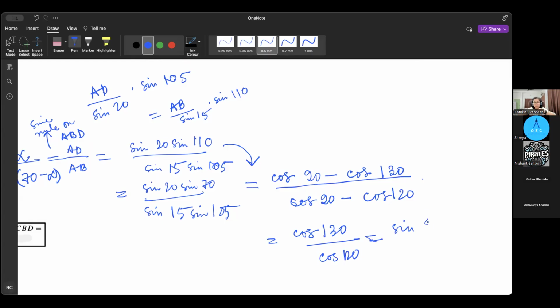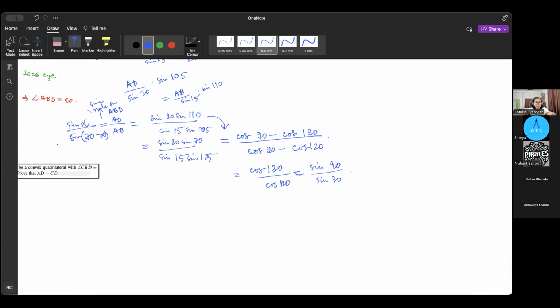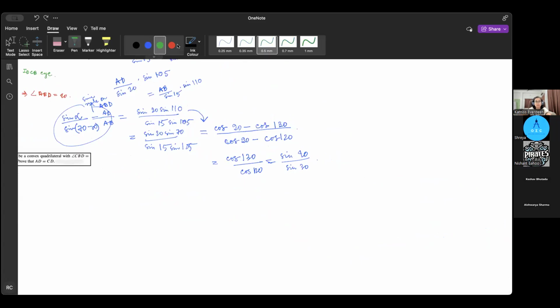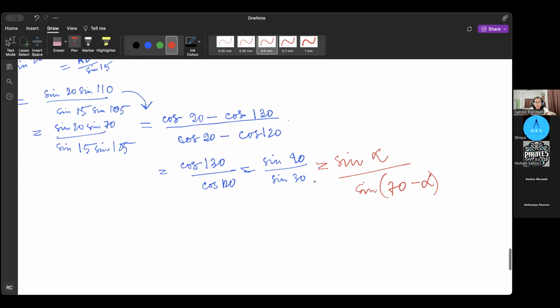Sine of 40, right? Yes, it's sine 40. And this is sine 30. Okay, fine, fair. And what did we have in the beginning? We had that this is equal to, let me change the color, sine alpha by sine 70 minus alpha. So now you can cross multiply and do product to sum, sort of brute force, and then you'll get that alpha is equal to 40 degrees.